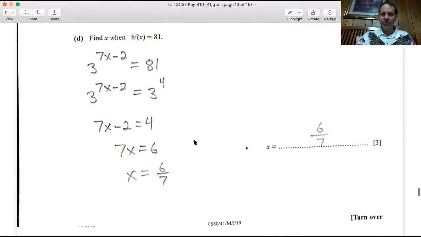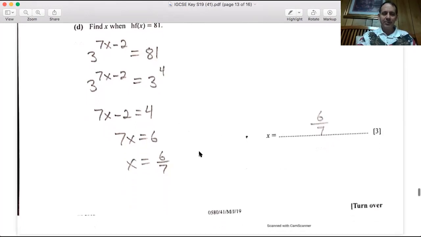It's 3 to the fourth power. And to do that, just keep dividing 81 by 3 and see how many times you get 4 of those. So 3 to the fourth power.